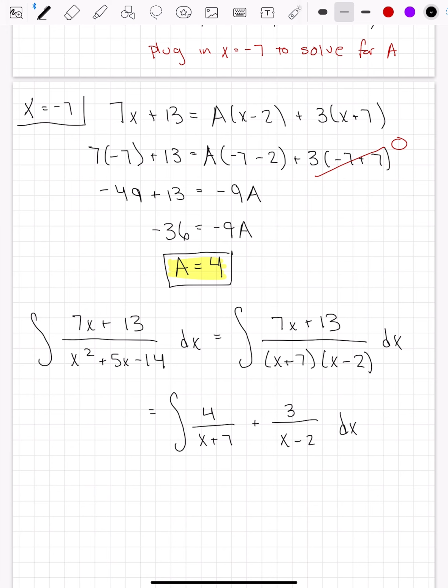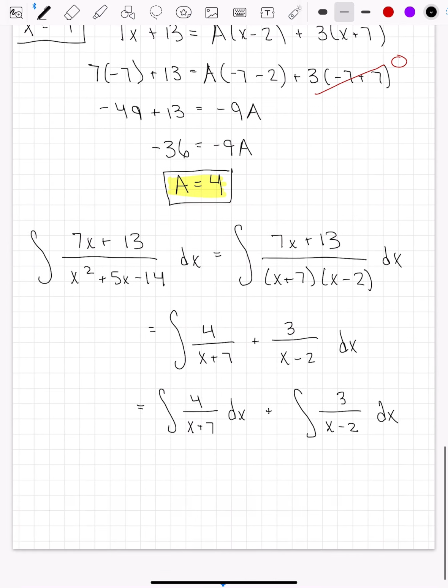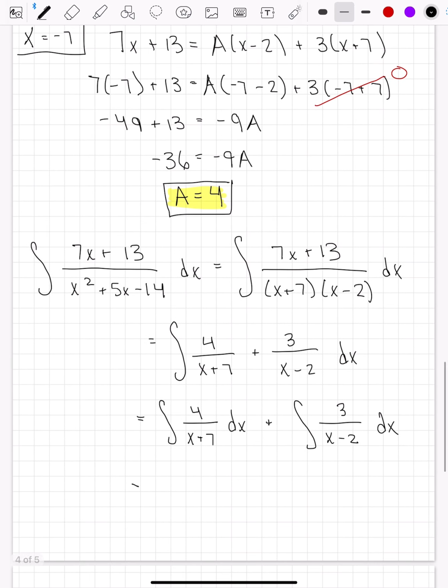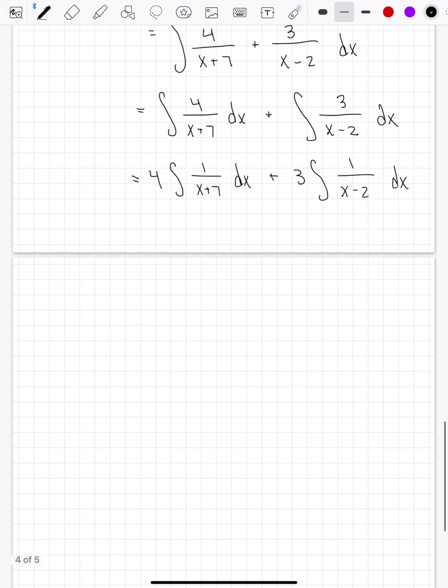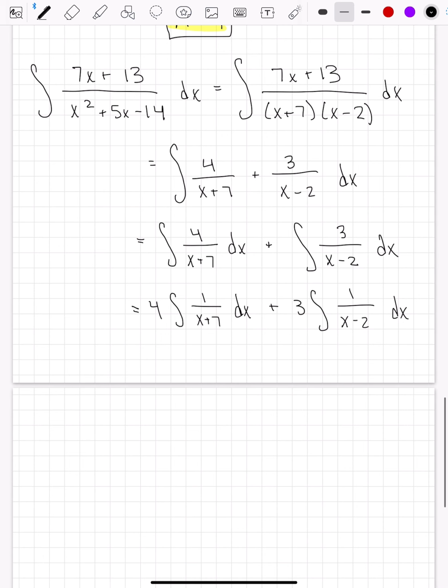Okay, so now we have an integral where we can see this as two separate integrals over the addition sign. Remember, that was one of our properties. And next, remember, we can take out constant multiples. So I could simplify the fraction as 4 times the integral of 1 over x plus 7 dx plus, I pull out the 3, and I get 1 over x minus 2 dx. Remember, that's using that property of constant multiples.